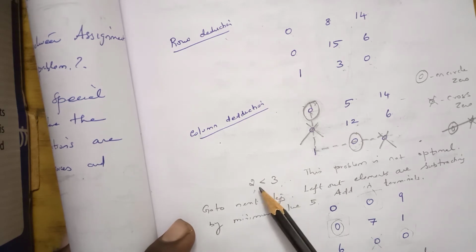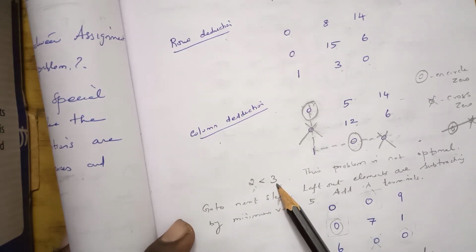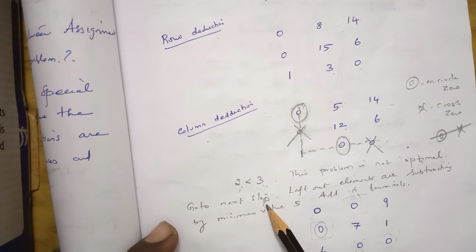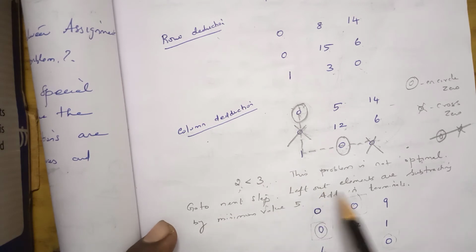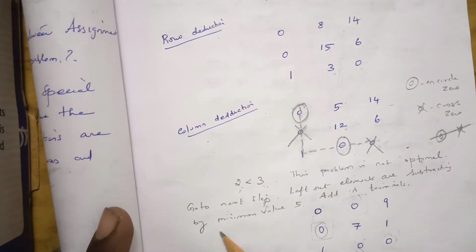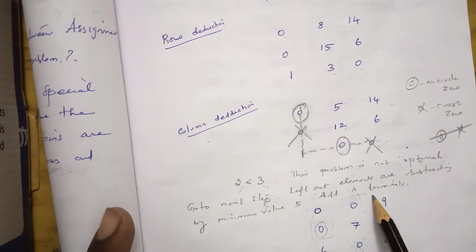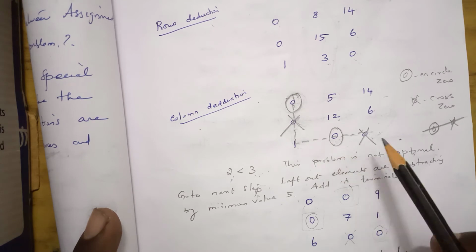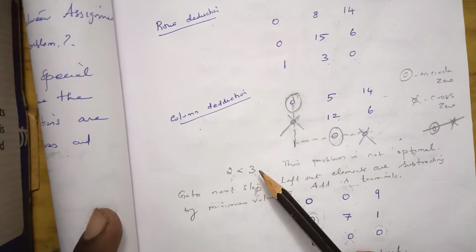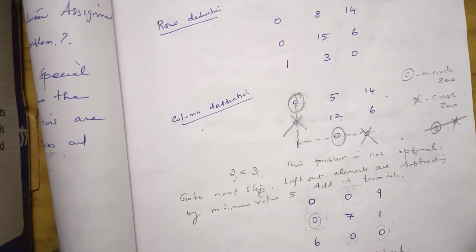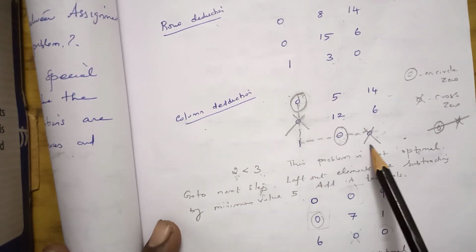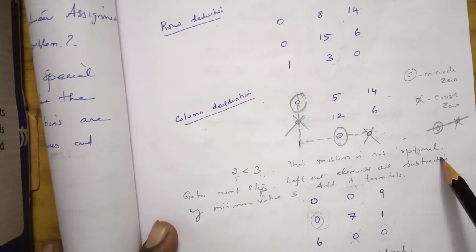But the lines are 2, while there are 3 rows and 3 columns, so this problem is not optimal. Go to the next step. The left out elements are subtracted by the minimum value 5. Add at the intersections. Listen, our aim is 3 rows and columns; exactly 3 lines means the problem is over. But only 2 lines are covered, so this problem is not optimal.